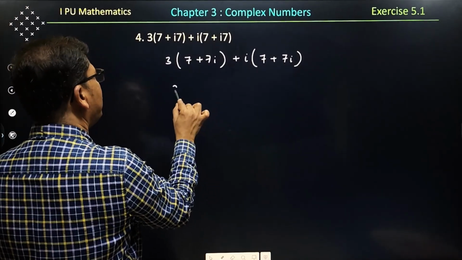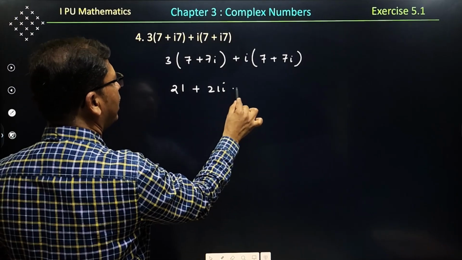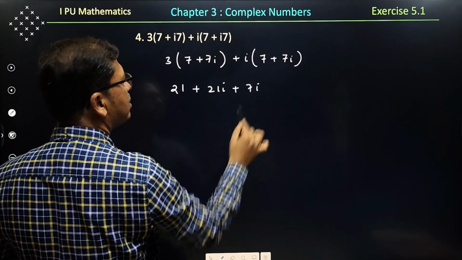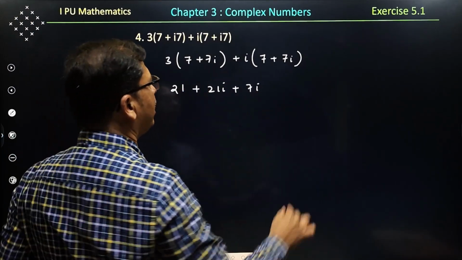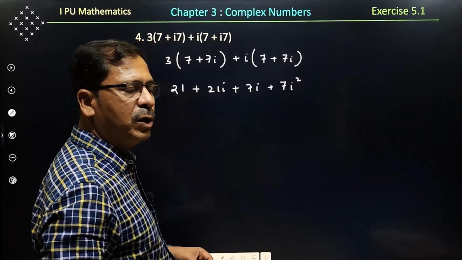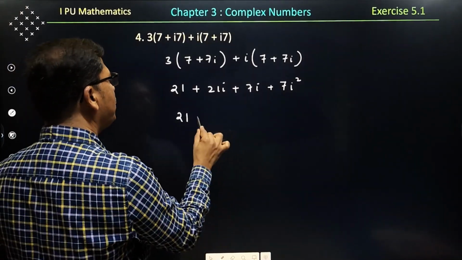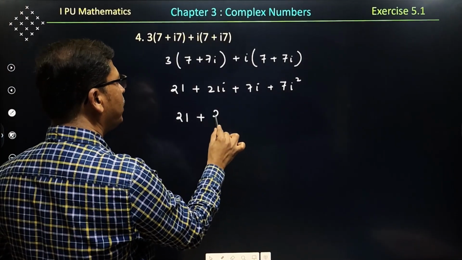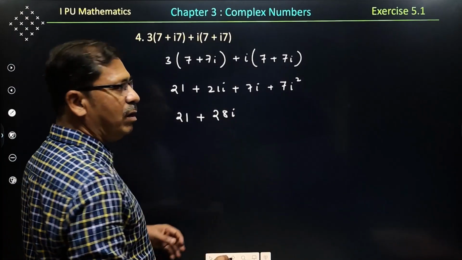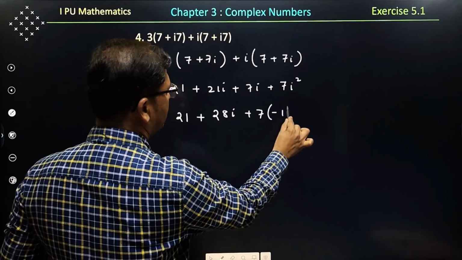3 into 7, 21. 3 into 7i, 21i. Again 7i it is. i into 7i is 7i square. So this is 21 plus 21i plus 7i square. That leads to 28i. i square value is minus 1, so 7 write as it is and then minus 1.